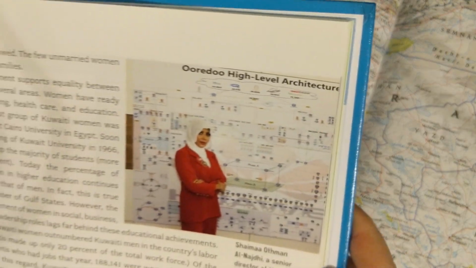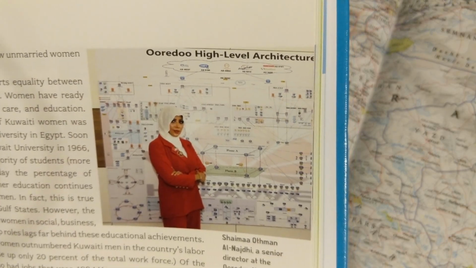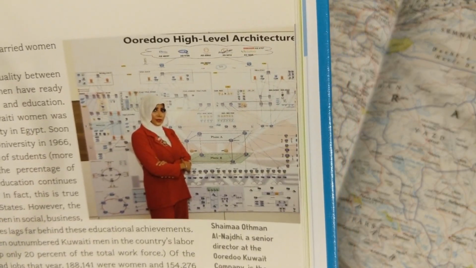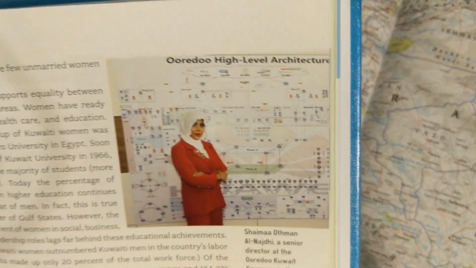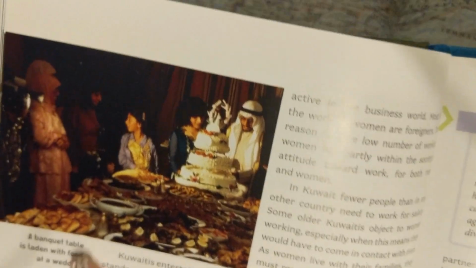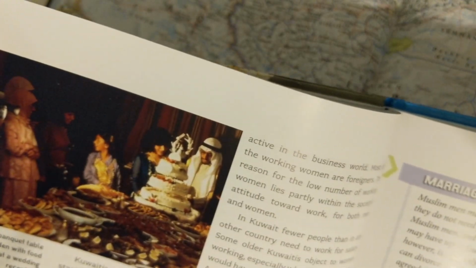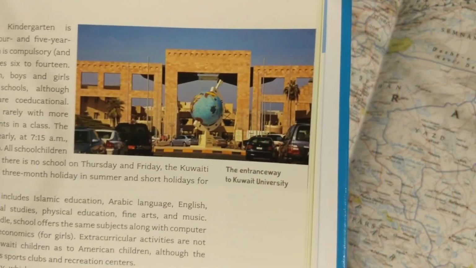Let's see, this fantastic looking woman right there. That's a power suit if I ever saw one. Shaima Athman Al-Naji, a senior director at the Ooredoo Kuwait company, is the first female engineer to work in Kuwait's telecommunications industry. Excellent. Oof, it's going to make me hungry. A wedding spread. That looks delicious. Let's see. School children at work, doing arts and crafts. The entrance to Kuwait University.